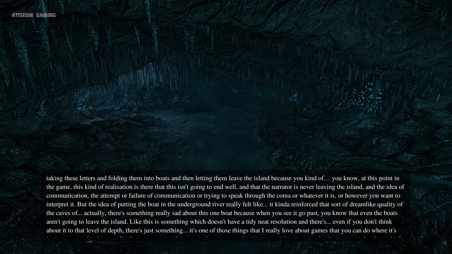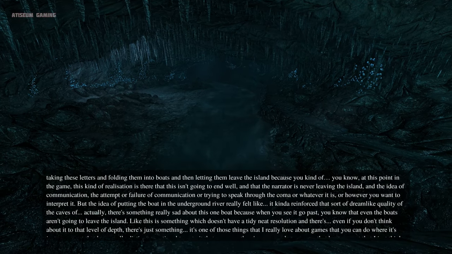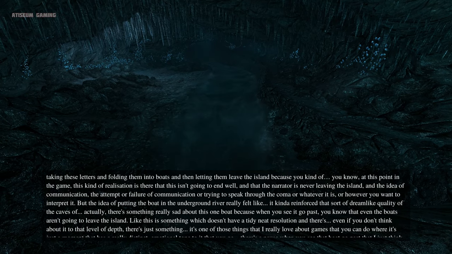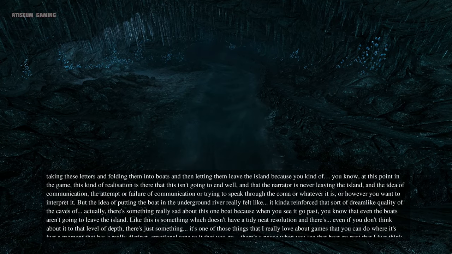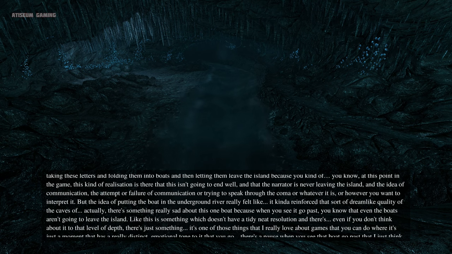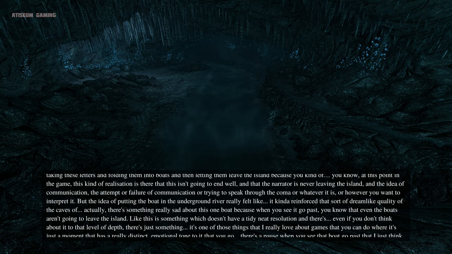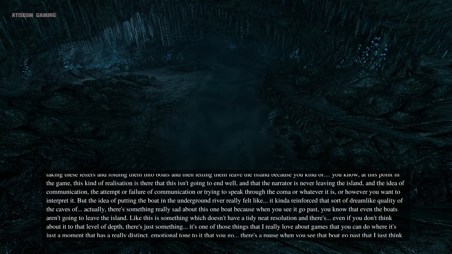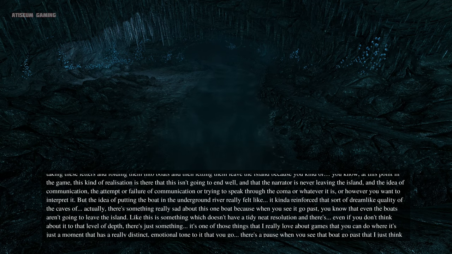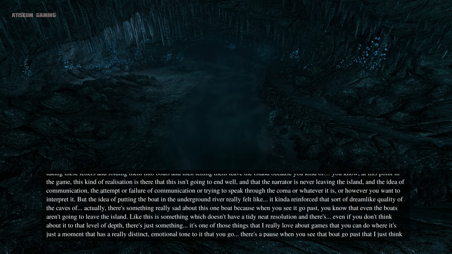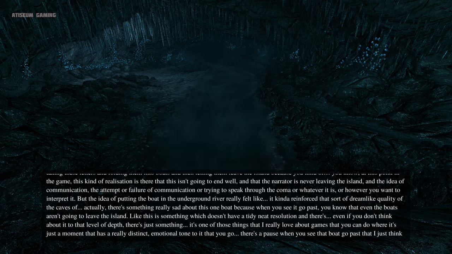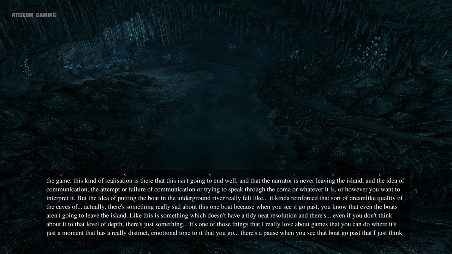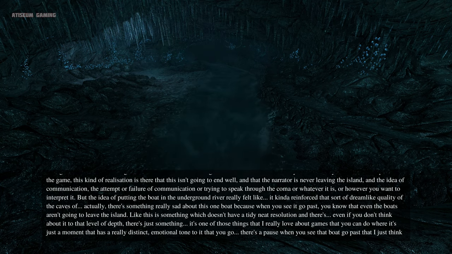But the idea of putting the boat in the underground river really felt like it reinforced the dreamlike quality of the caves. There's something really sad about this one boat, because when you see it go past, you know that even the boats aren't going to leave the island. This is something which doesn't have a tidy, neat resolution.